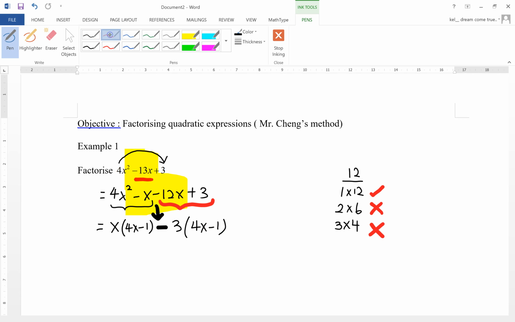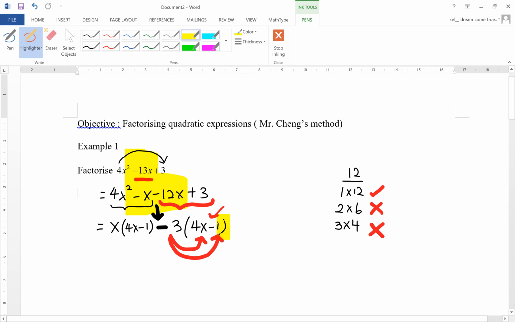Now you might ask me, why is this minus? You try expanding back. Minus 3 times 4x gives you minus 12x. Minus 3 times minus 1 gives you positive 3. An easy way to check whether you are correct or not is that these two terms here are the same. Can you see that they are both 4x minus 1?